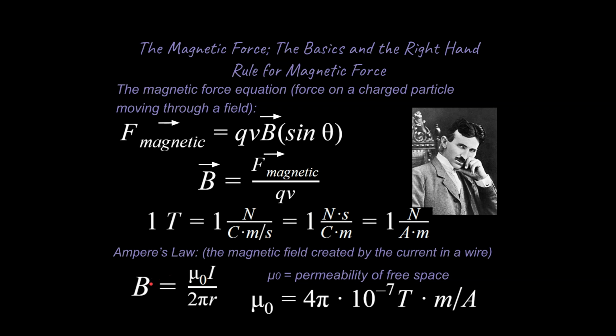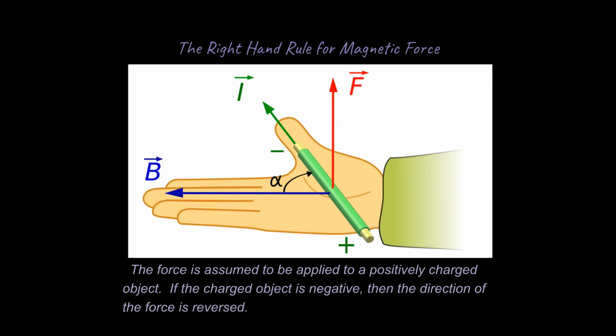So the magnetic field that's created by a current in a wire depends on a constant times the current in the wire, divided by 2 pi times the distance between the point in space and the wire itself that's carrying the current. All of this is talking about things in 3 dimensions again, so we need to go back and use another right-hand rule to understand what's going on here. So let's go ahead and do that.